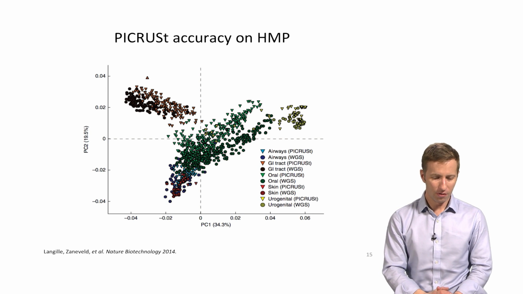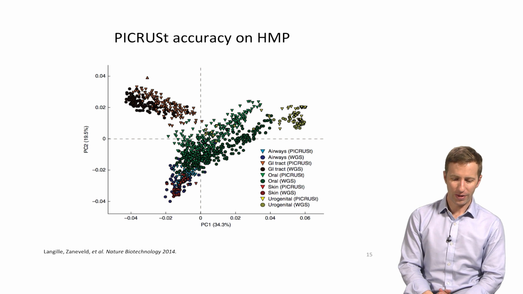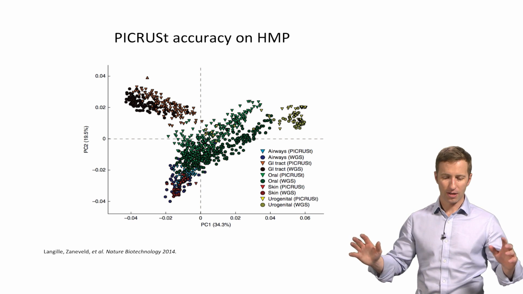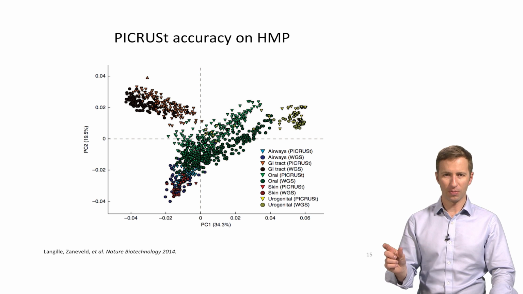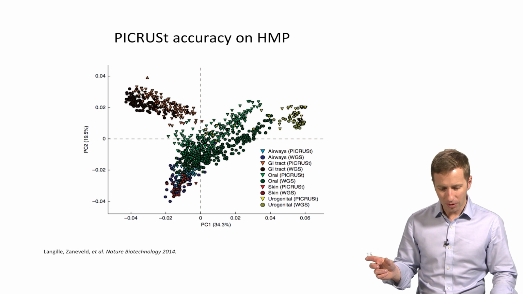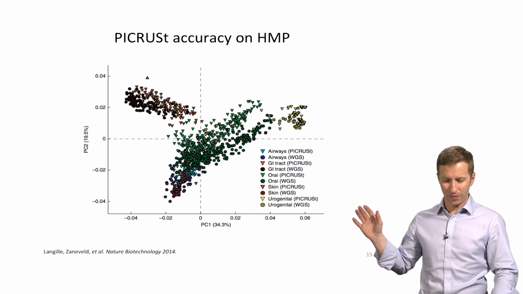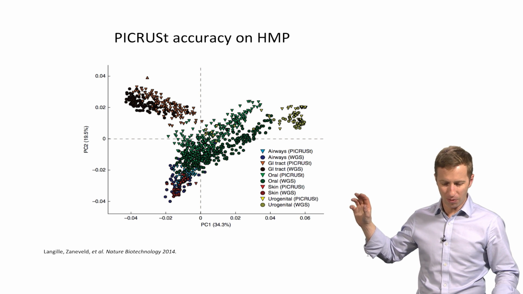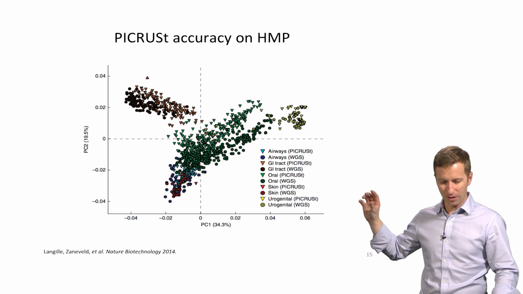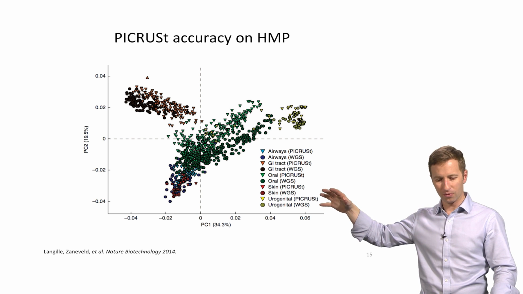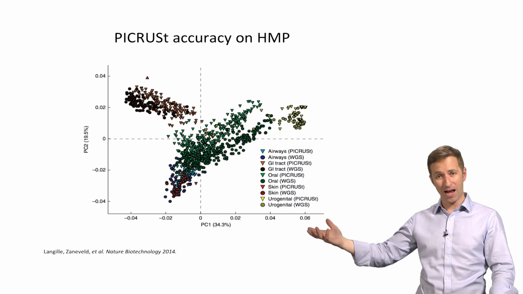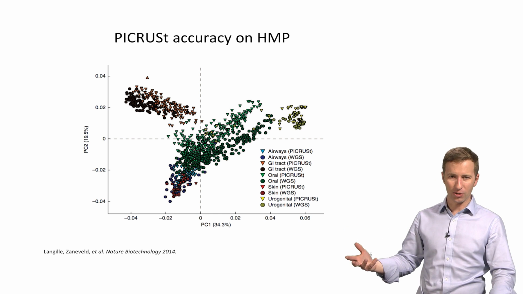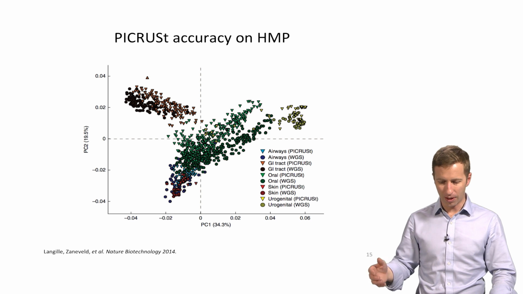Here's a picture of the accuracy of PICRUSt on the Human Microbiome Project data, and this is showing just broad trends in the differences between different environments. But still, you can see that the PICRUSt samples are shown with triangles. You can see, for example, the skin samples in PICRUSt are clustering with the skin samples in the actual deep shotgun data. The stool samples in PICRUSt cluster with the actual stool samples, and so on.